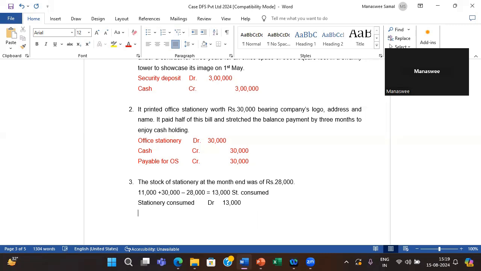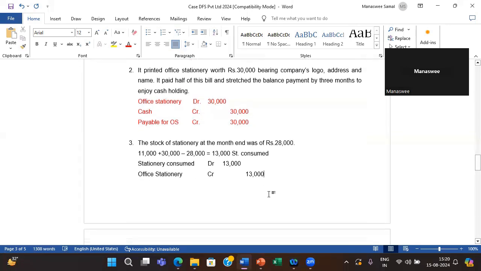And obviously, with consumption of stationery, your stationery stock will come down. So it's an asset. If the asset is decreasing, then we were told to use the word credit, isn't it? So simple. I can call it simply stationery or office stationery since we have previously called it that, so we'll be consistent. Office stationery credit 13,000. Okay. So that's the journal entry to record consumption of office stationery.